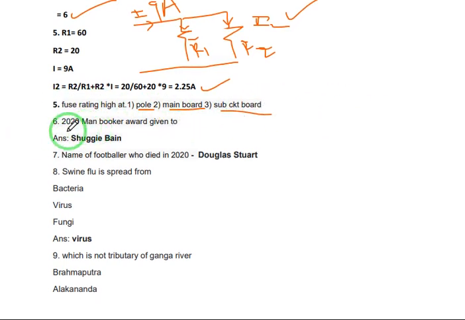And sixth one, 2020 Man Booker Prize award given to whom? That is Shuggie Bain. For Shuggie Bain, the 2020 Man Booker Award was given. Name of the footballer who died in 2020? That is Douglas Stewart. Douglas Stewart is the footballer who died in 2020.